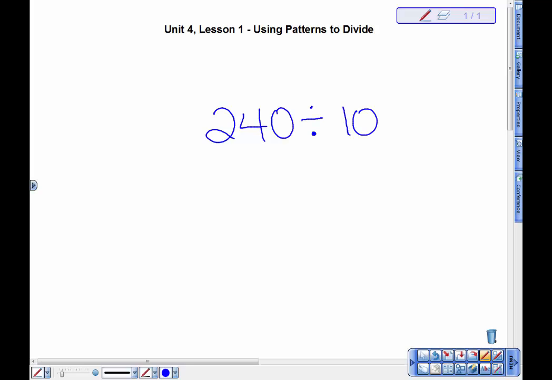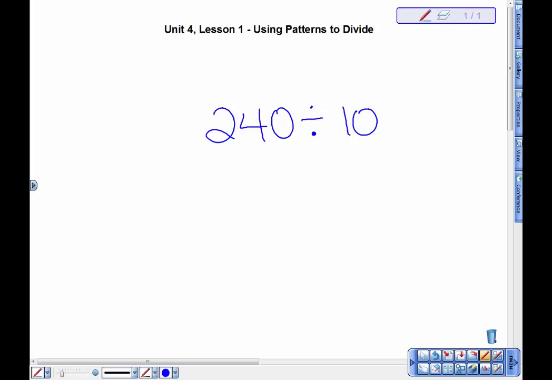And just like we learned with multiplication, when you are using zeros with numbers, we can manipulate those zeros to make our problem a little bit easier. And the same can be said when we're dividing. It doesn't just work with multiplication. So I'm going to look at a problem. I have 240 divided by 10.